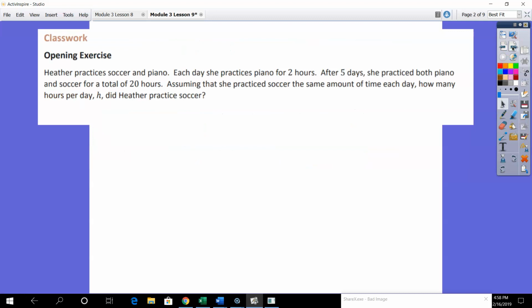So in your opening exercise, Heather practices soccer and piano each day. She practices the piano for 2 hours. After 5 days, she practiced both piano and soccer for a total of 20 hours. Assuming that she practiced soccer the same amount of time each day, how many hours per day, which is our H that they want us to use, did she practice soccer?